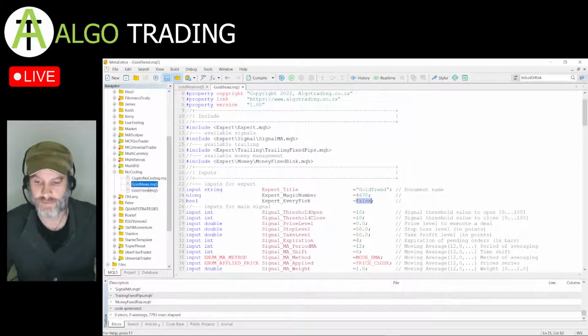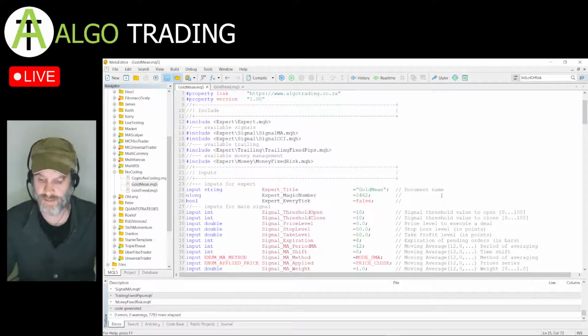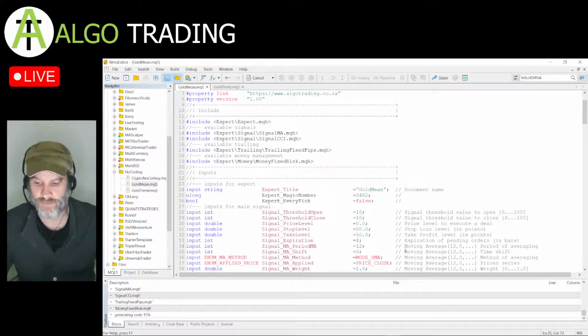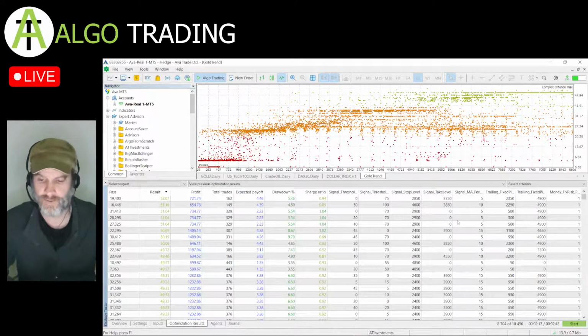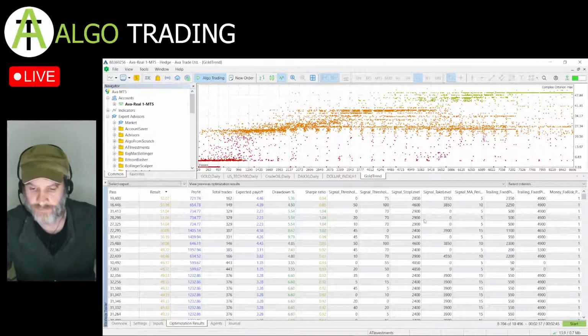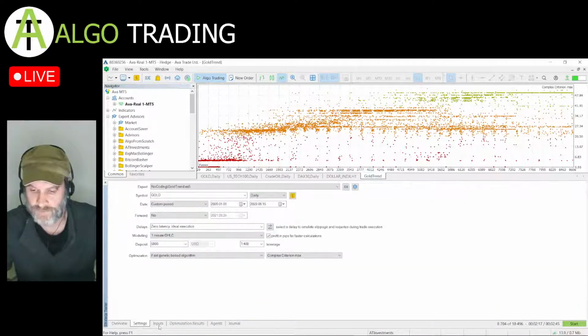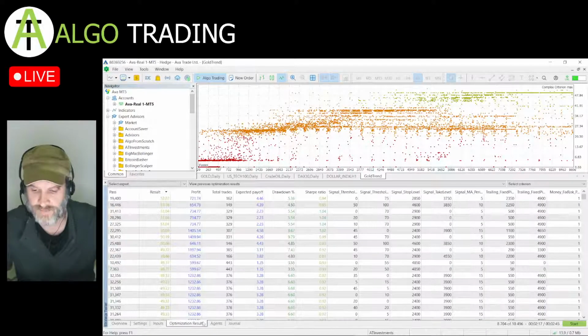Okay, so we've got 2 EAs, so let's compile the mean reversion one. Okay, so that's compiled. So now we've got 2 EAs. Let's go see how our other one is doing, see if we got any decent results. So we started with 5,000. So the results are not great.